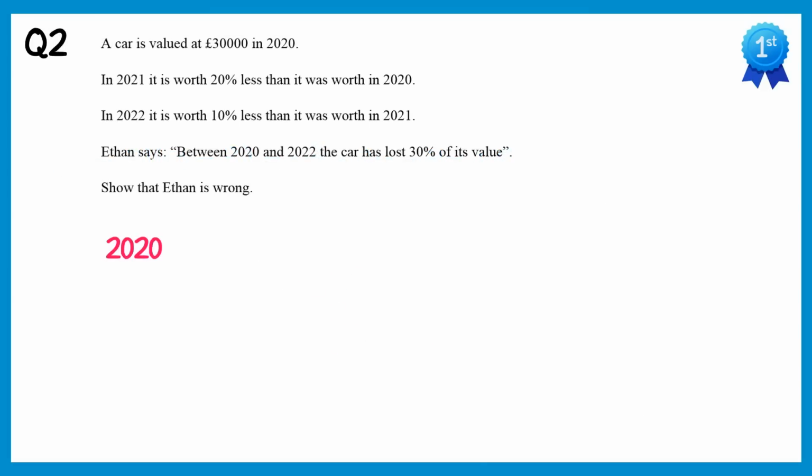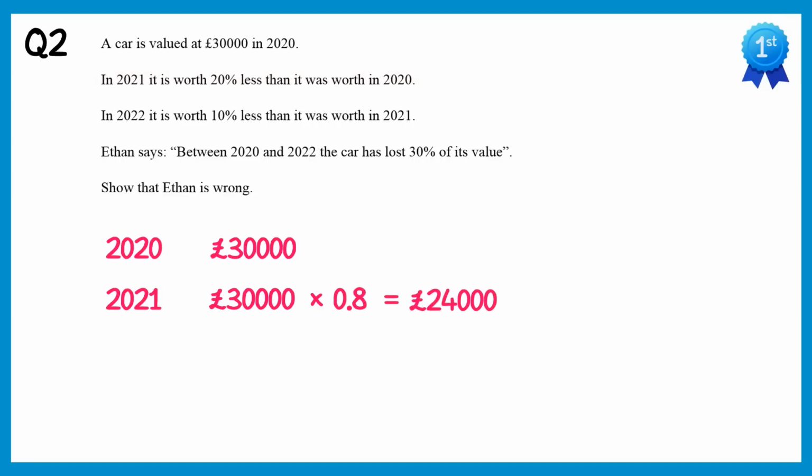In the year 2020, we have a car that cost £30,000. The next year, 2021, it's worth 20% less. Now if something's worth 20% less, you've now got 80%, because you do 100%, take away 20%, which gives you 80%. So to work out the value in 2021, we'll take the previous value, which was £30,000, and times it by 0.8. That's the decimal multiplier for 80%. And this gives you £24,000.